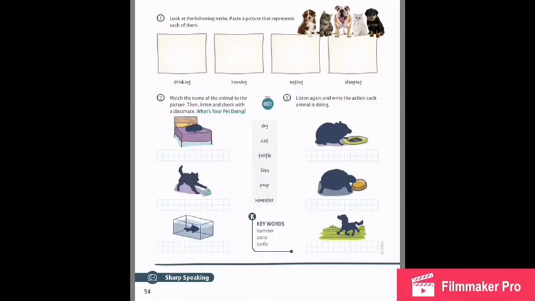For example, the dog. Okay, a dog is playing. You have to write the verb play. Or the turtle is drinking water. So you have to write the correct verb or the action. Okay, if the turtle is drinking water, you have to write drink or drinking water, for example.